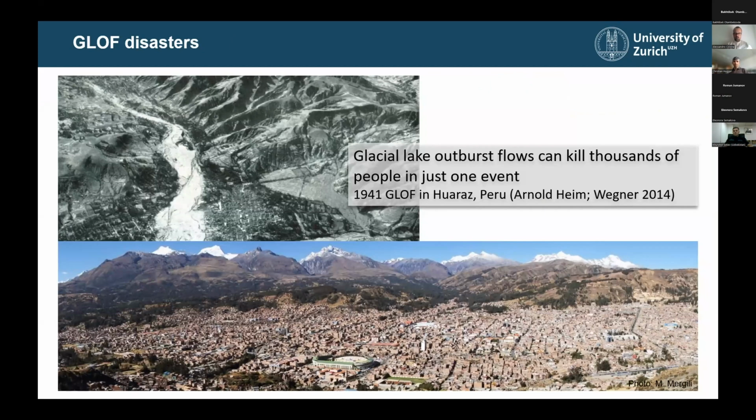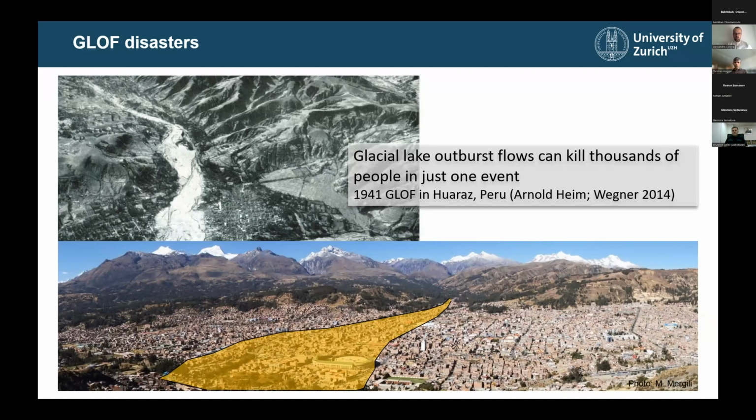What you see here is one of the biggest GLOF disasters in history, in Peru, where in 1941 a GLOF destroyed much of the city of Huaraz in the Andes, at 3,000 meters above sea level. On the lower image, you see the city today, and the lake is still there, actually has grown impressively, and approximately what part of the city would be affected potentially by a GLOF.